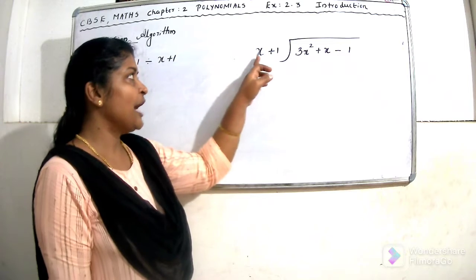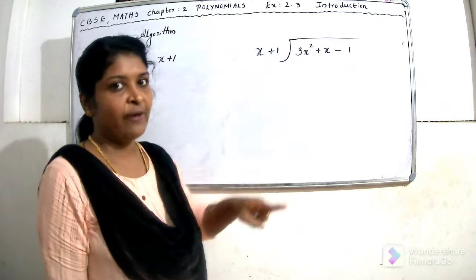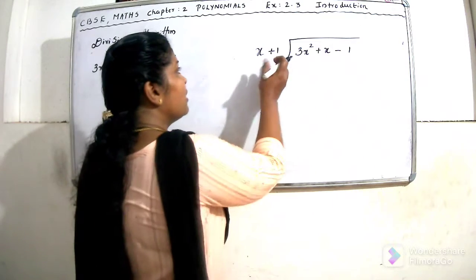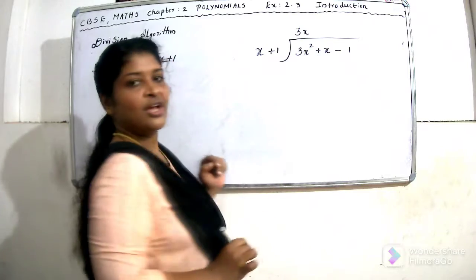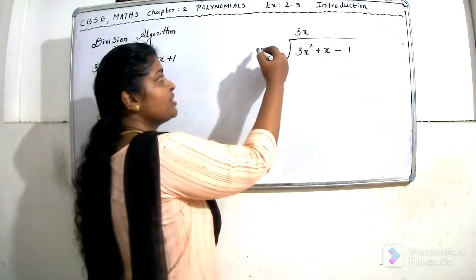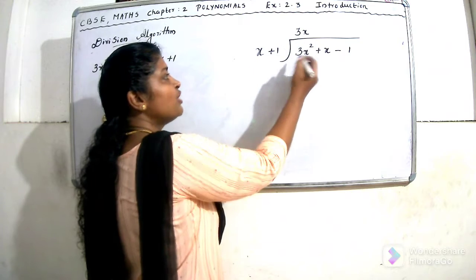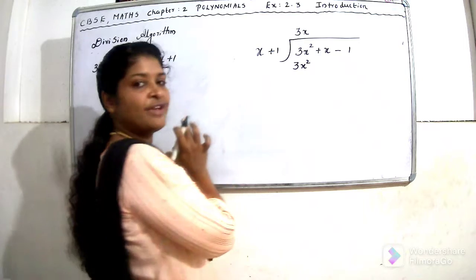So let us start. X in 3x square, how many times it is going, that is what we have to check first. So if we take 3x here, you just look, this we can do as mental calculation. X into 3x, so 3x square we are getting. Exactly the same term itself we have to get.